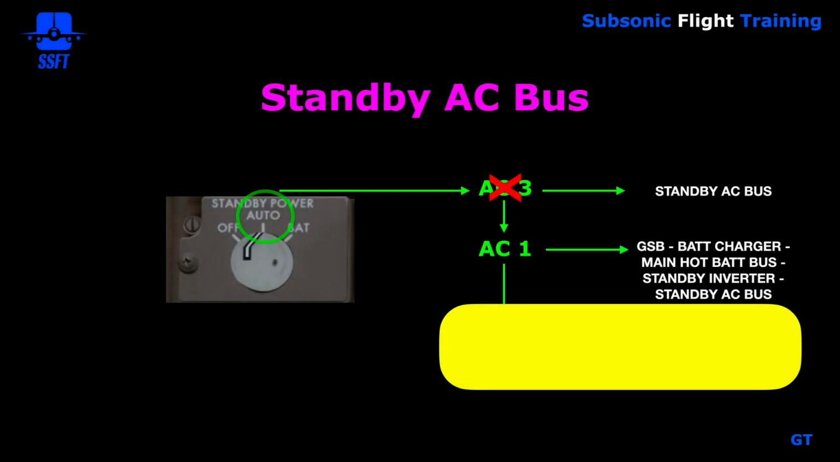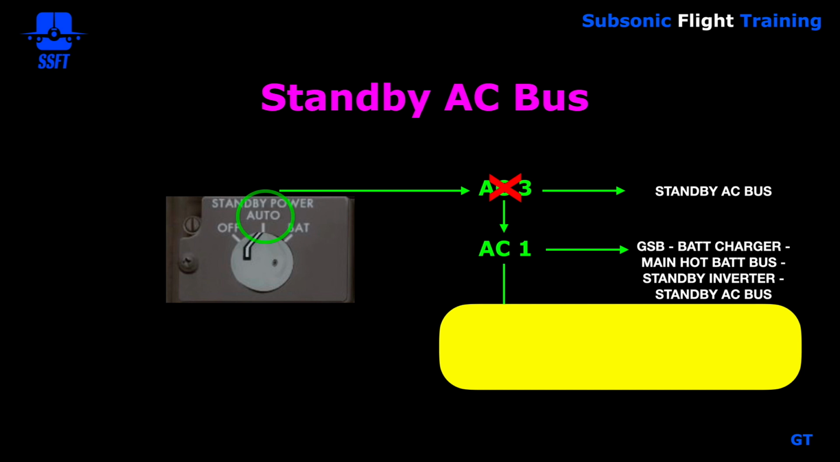And if AC3 were to fail, then the standby bus would be powered by AC1 through the ground service bus, through the battery charger, through the main hot battery bus, through a standby inverter, and then it would power the standby AC bus. You'll notice it has to take a route there.